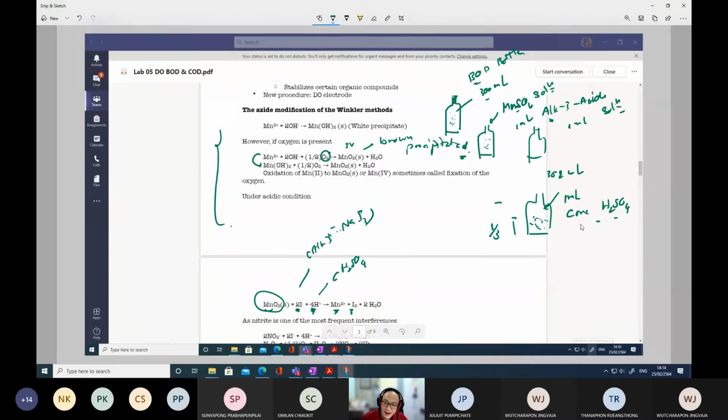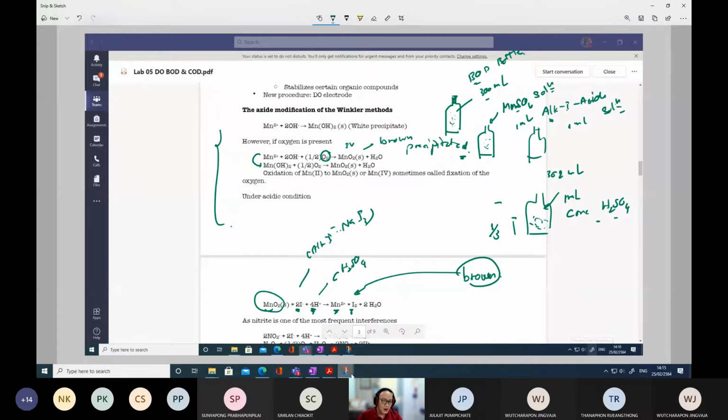Now, after adding the concentrated sulfuric acid, you will get the solution with the brown color. This is the color of the iodine. After adding the concentrated sulfuric acid, you will get the brown color. It's the color of the iodine. And then what will happen to the iodine?